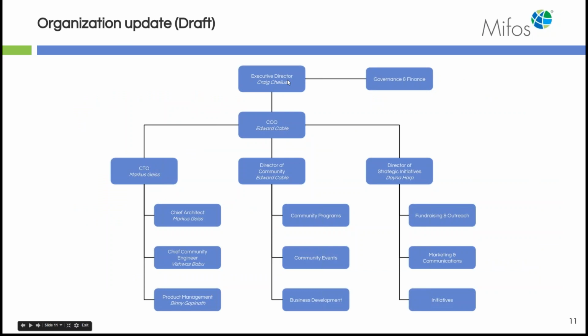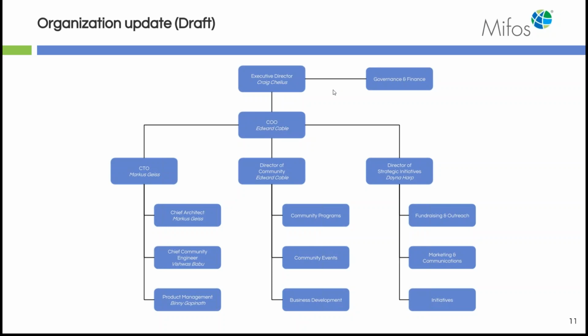As you can see, Craig Chalius will be our executive director as before. Edward Cable is becoming the Chief Operation Officer, so he will be in charge of everything that happens within the community and the initiative at all, right? Then we have the Director of Strategic Initiatives, which is Dana Harb, as before. Then Edward Cable will have another role, so he will be giving the community the right direction. And myself, I will act as a CTO, so I will be mainly responsible for all the technology stuff.